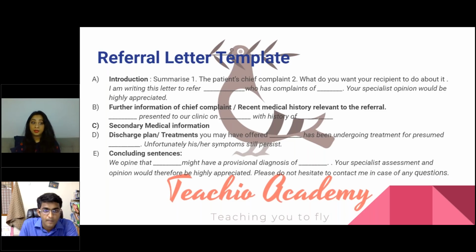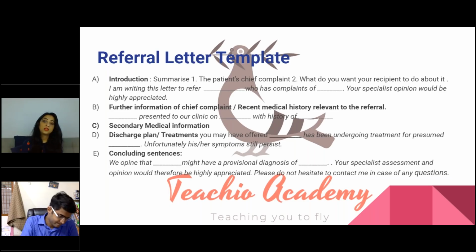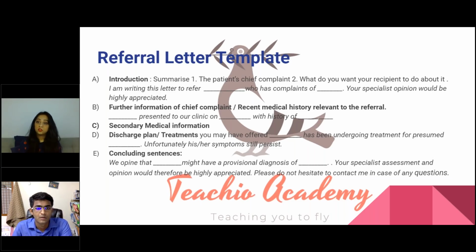Then you go on to your third paragraph. This will be your secondary medical information. Basically in this section, you will be covering the past medical history which might be pertinent to this referral. For example, if this is a letter that you're writing to a surgeon for assessment of possible appendicitis for abdominal pain, then you write that Mrs. Jones has a background of previous surgery done for gallstone disease. She had a cholecystectomy done on this and this. So this will be your secondary medical information that you will be offering to the specialist.